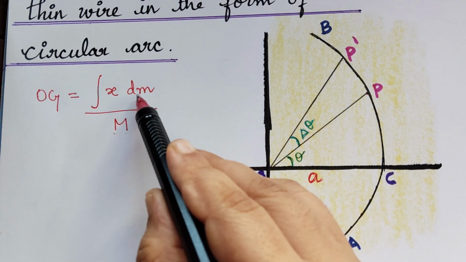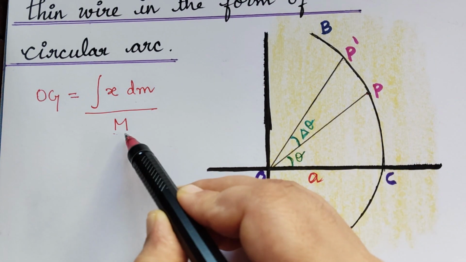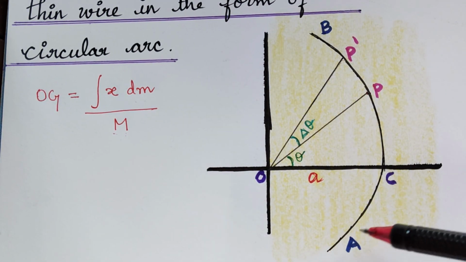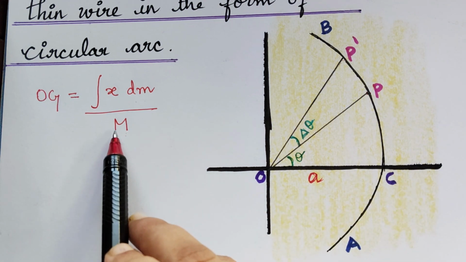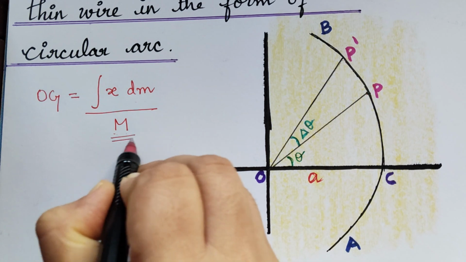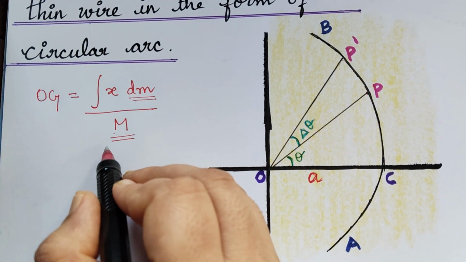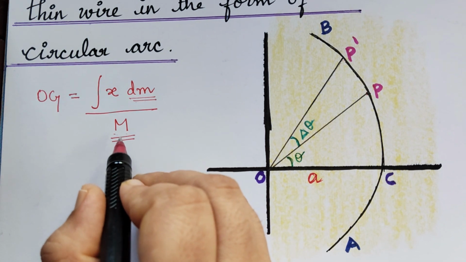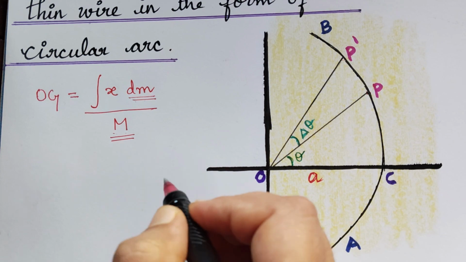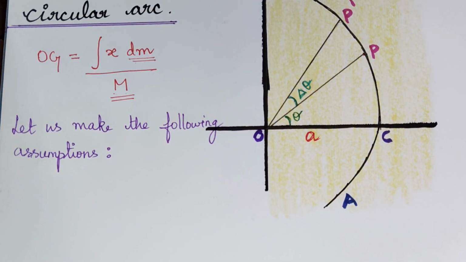So dm is the mass of the elementary portion of the wire and capital M represents the total mass of the thin wire that we have taken. Now in order to find the center of mass, we first need to find capital M and dm and then substitute in this formula. So let us do that now. For this we have to make certain assumptions, which are given as follows.